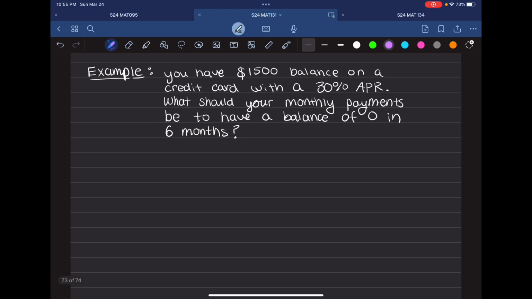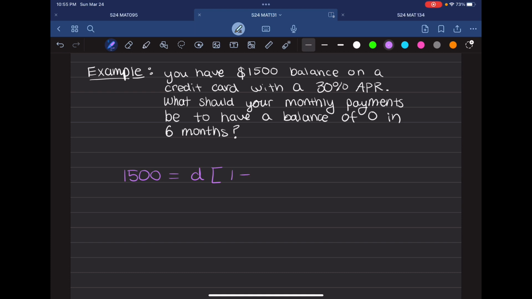So suppose we have $1,500 on a credit card with a 30% APR. We want to figure out what our monthly payments would have to be to have a balance of 0 over the next 6 months. So we're going to set up the payout annuities formula, where our principal balance is $1,500. D is what we're going to be solving for. Those are going to be our monthly payments.